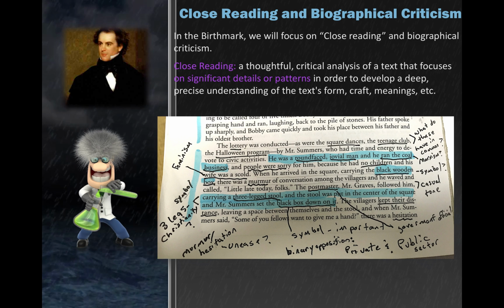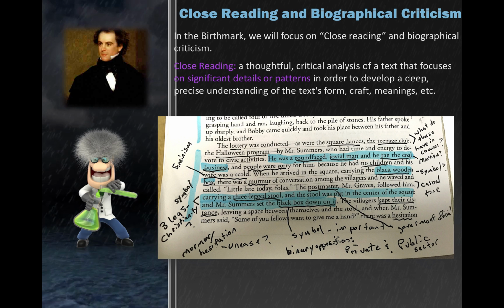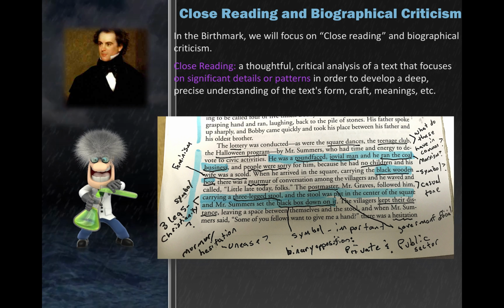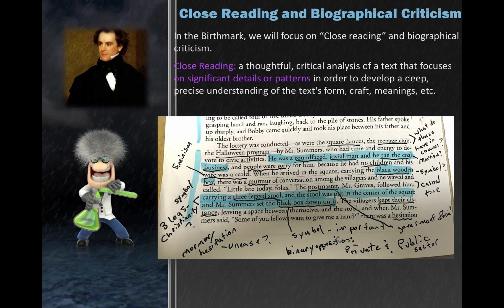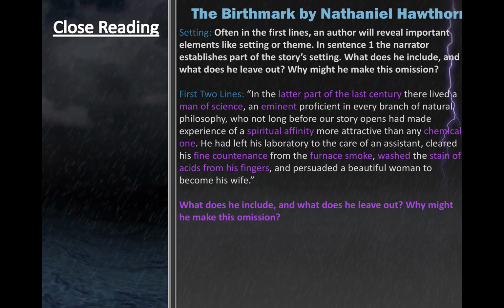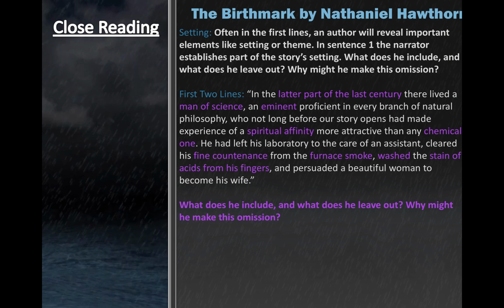Point out symbols throughout, ask questions, right? This is actually like how a close reading would look. Like I said on the previous page, you could add question marks and exclamation points and circles and all different ways of interacting with the text, and it helps you approach the deeper meaning of a text. So let's look at how we could do a close reading of The Birthmark.